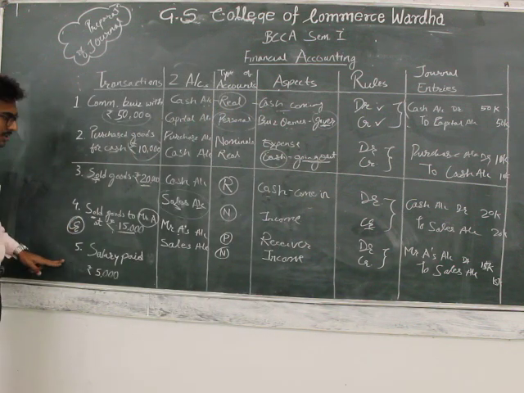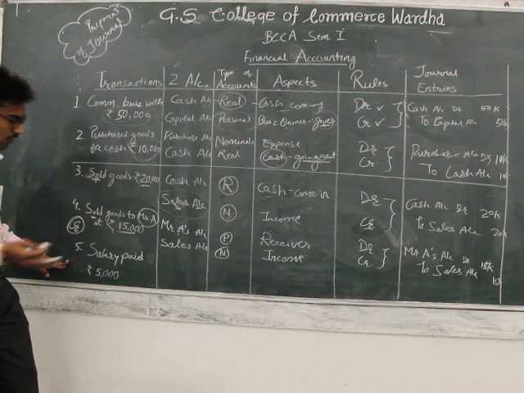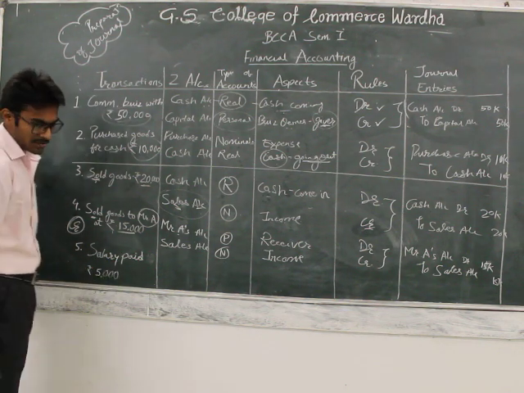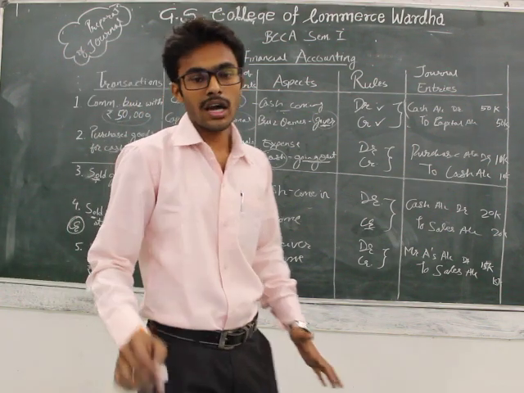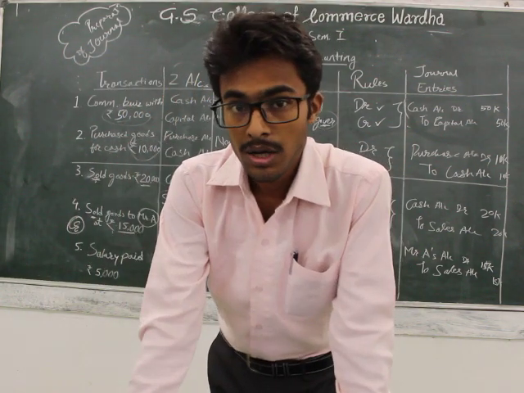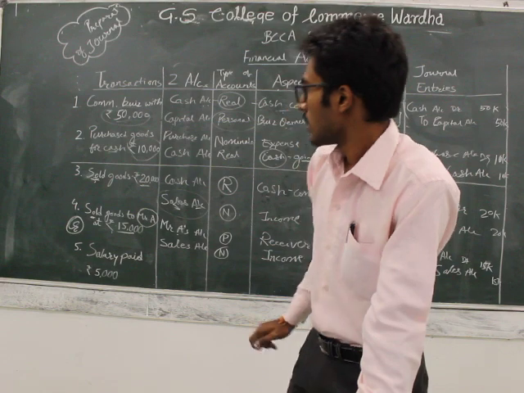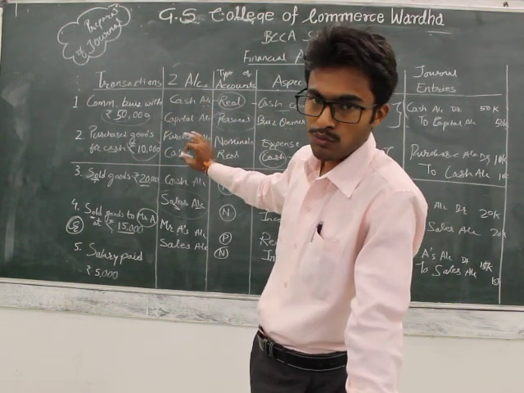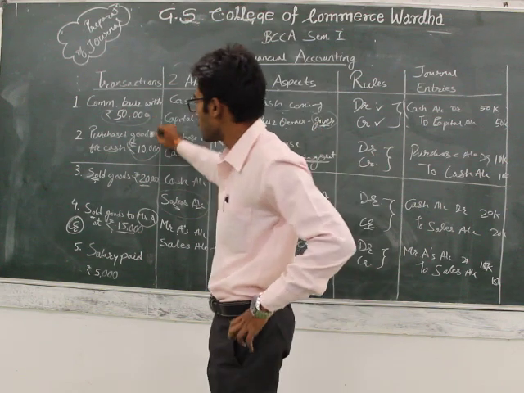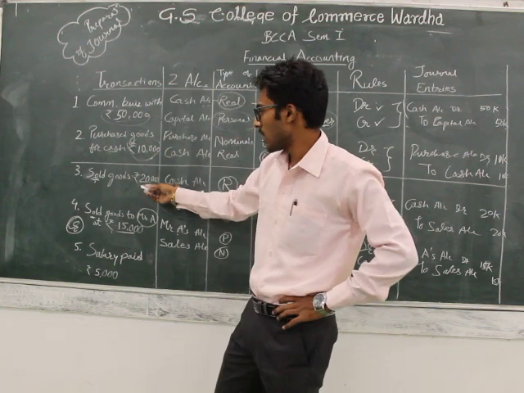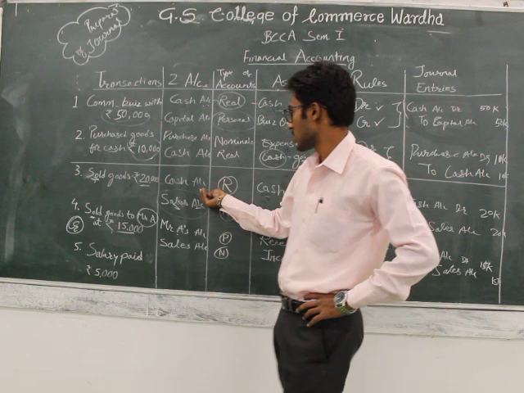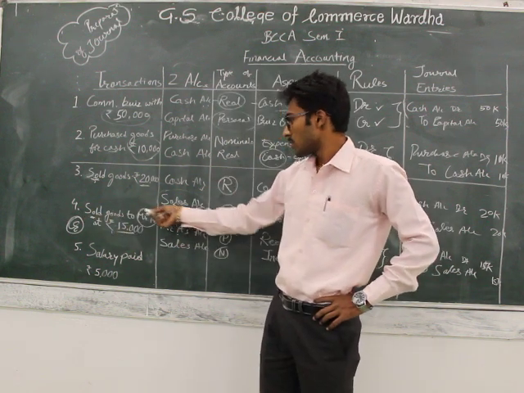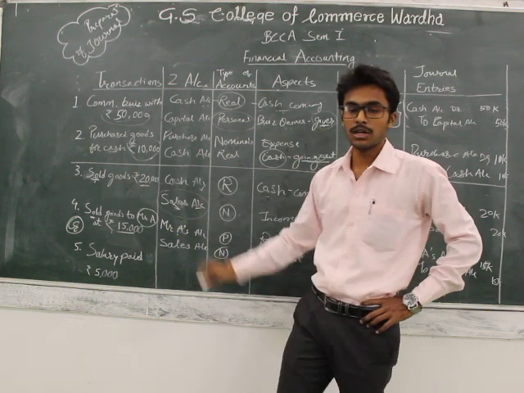And the last transaction for our transaction book is salary paid rupees 50,000. We are now on the fifth transaction. First one, we commenced business with 50,000. Then we purchased goods, and we sold goods on cash. And the fourth transaction was selling of goods on credit basis.